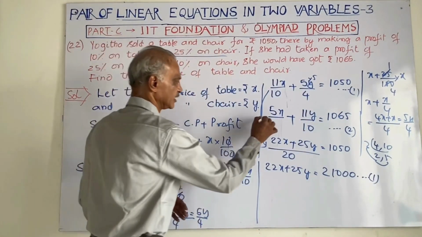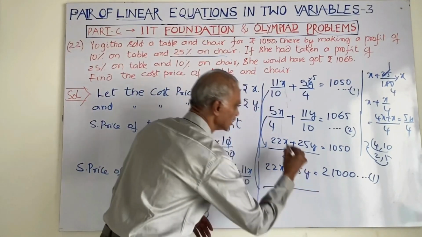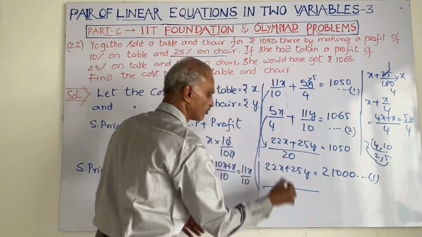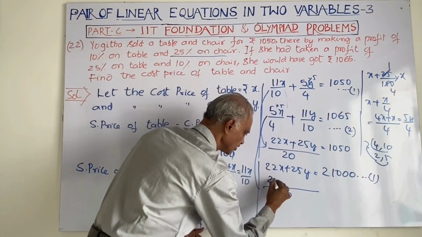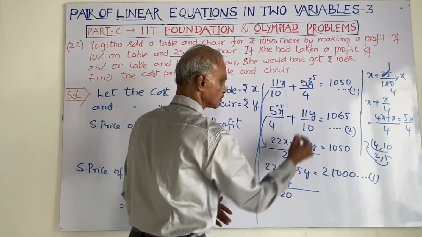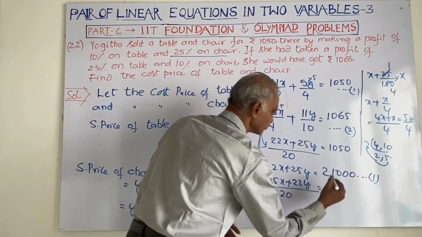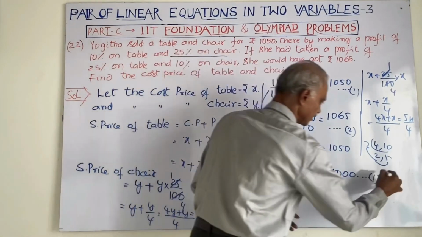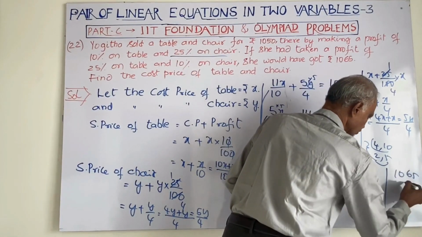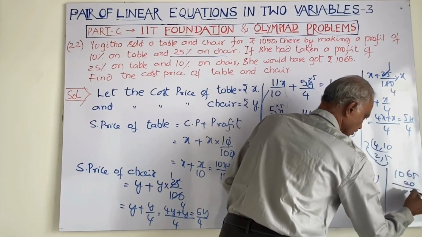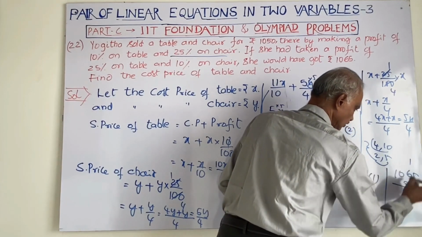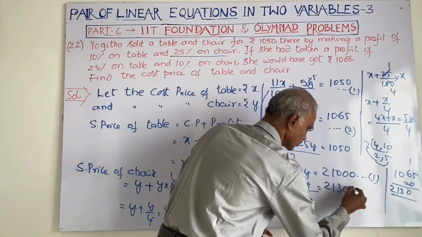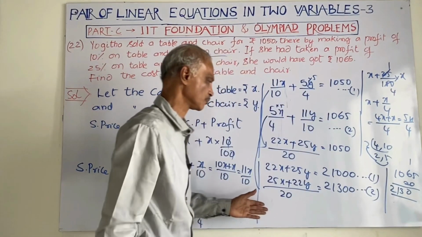Next, what is the second equation? I will take LCM. What is the LCM here? 4 and 10 means you will get 20 only. 4 5s are, I will multiply with 5. 25x plus 10 2s are means 22y is equal to 1065 into 20. 2 5s are 10, 2 6s are 12, 13, 2 1s are 2. 23, 2 zeros. This is equation 2.